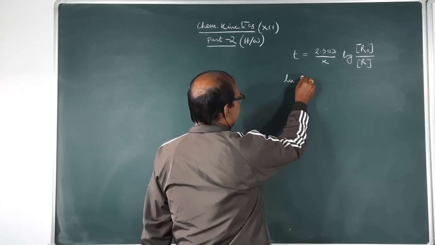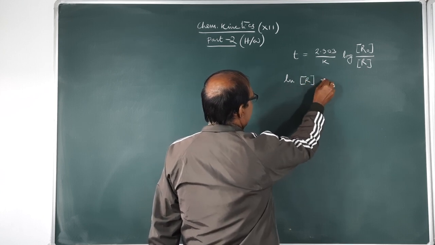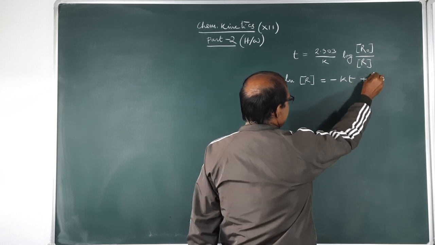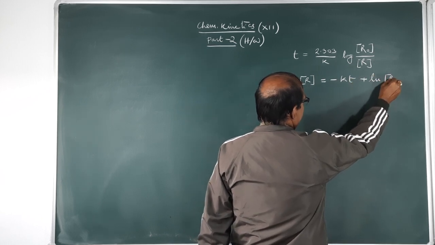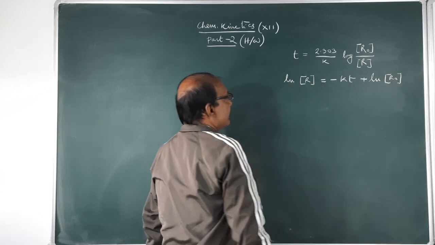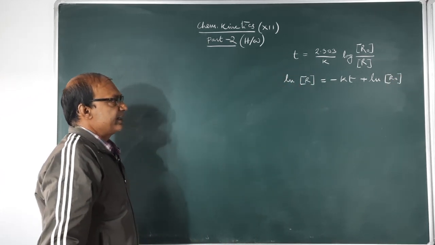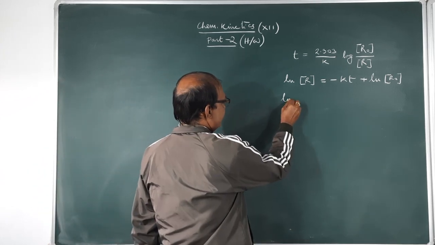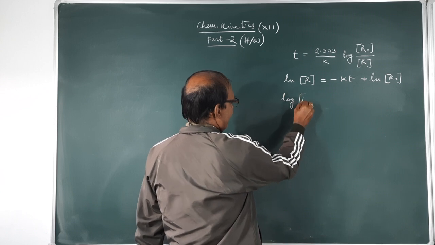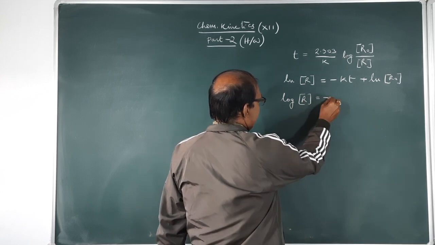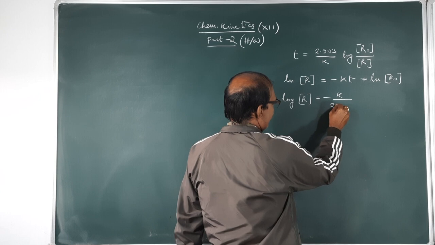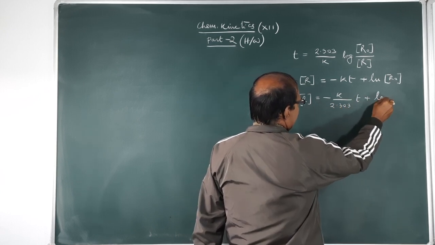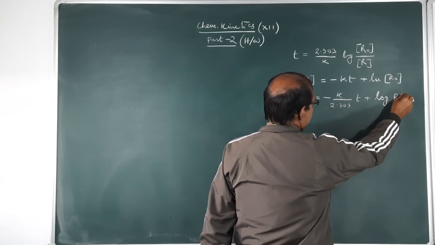As I have told you, you can write this equation as ln R equals minus kt plus ln R naught, in this way. You can also write this equation in the form of log R equals minus k t by 2.303 plus log R naught.